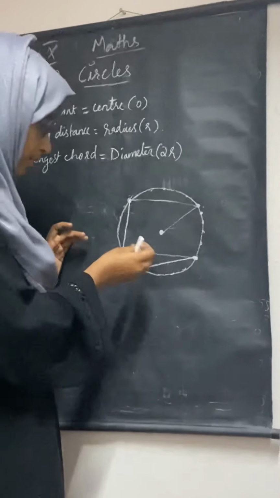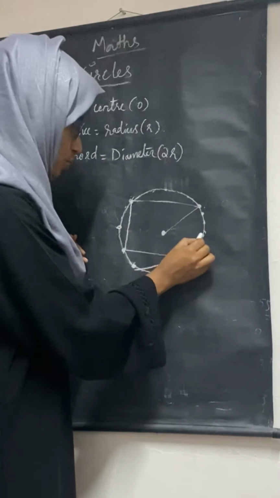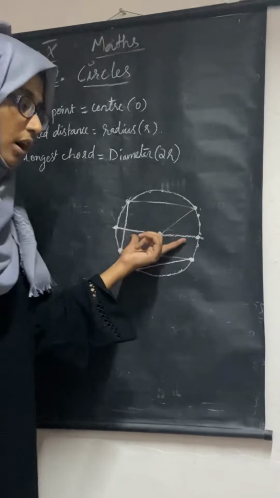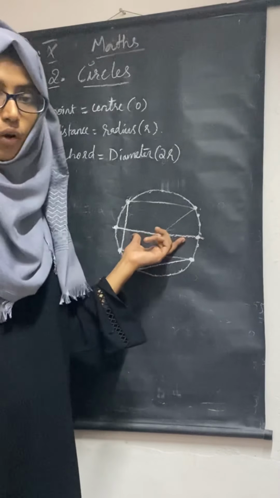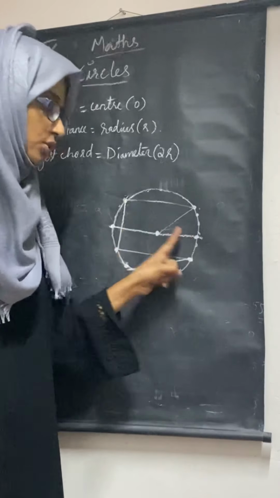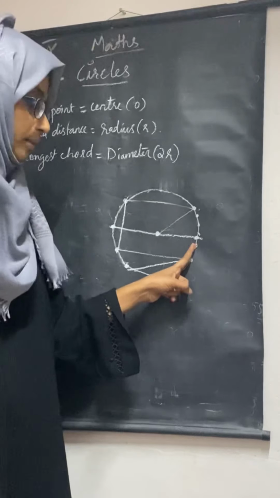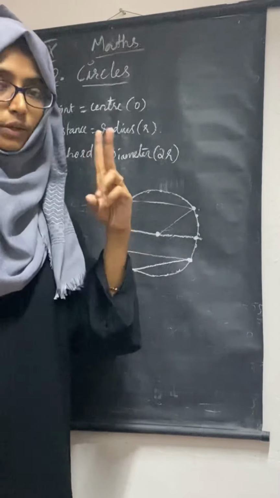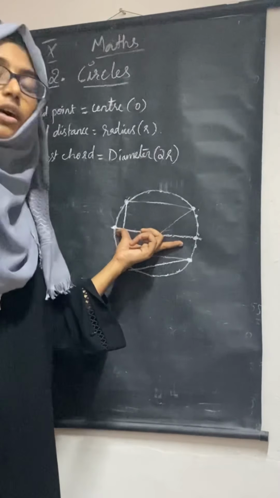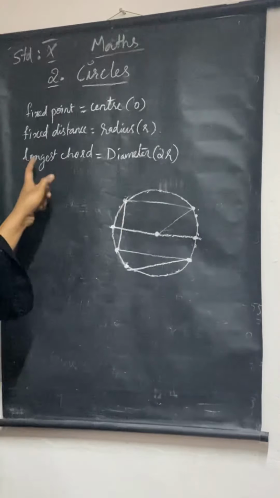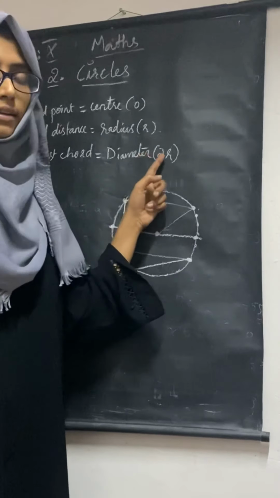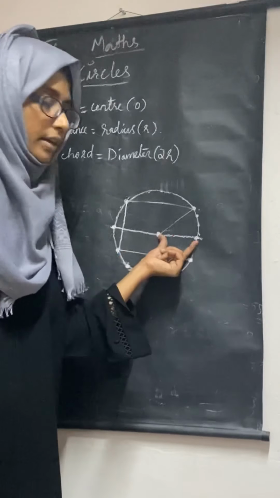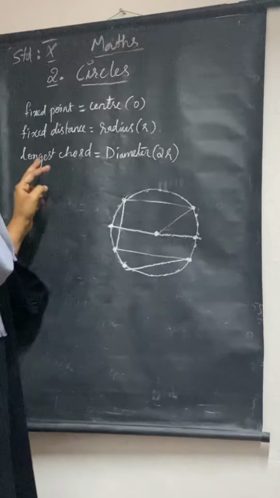But I can say one more thing. I can join these two points like this, so it is passing through the center. This is also a chord, but this is the longest chord. What is another name for this longest chord? It is a diameter. You have one radius here and another radius here. When you join two radii, you get a diameter, the longest chord. So the longest chord is the diameter, which is 2r, two times the radius.